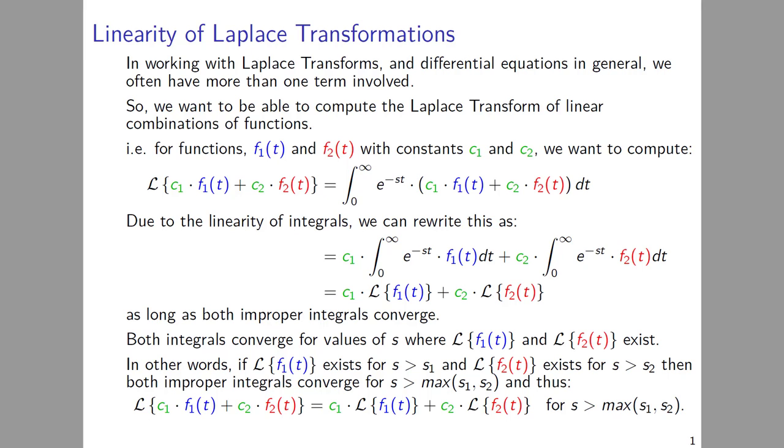That is, both improper integrals converge for s bigger than the max of s1 and s2. And thus, the Laplace transform of c1 times f1 plus c2 times f2 will be equal to c1 times the Laplace transform of f1 plus c2 times the Laplace transform of f2, so long as s is bigger than the max of s1 and s2. This linearity property will prove to be incredibly useful when solving differential equations using Laplace transforms.